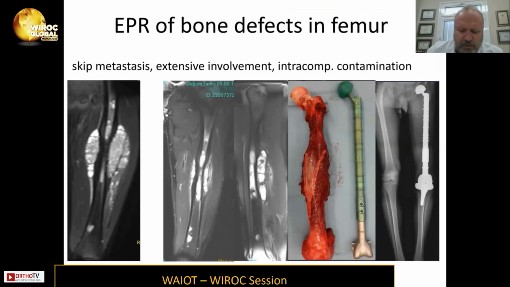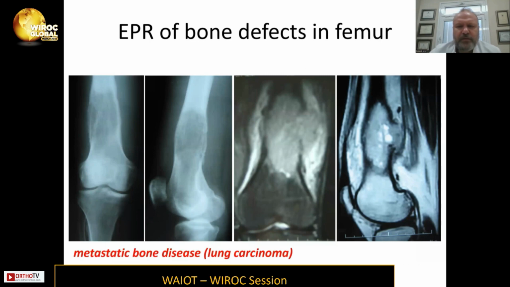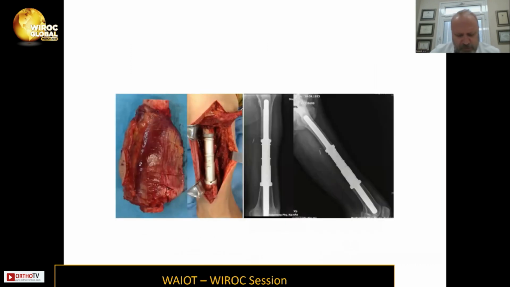Under certain conditions such as skip metastasis or extensive tumor involvement, a total femoral resection is required and managed by a total femoral prosthesis. Endoprosthetic reconstruction is frequently required after resection of metastatic bone disease, particularly in the proximal femur, followed by distal femur. And occasionally, diaphyseal metastases are resected segmentally, and intercalary prosthesis can be used.